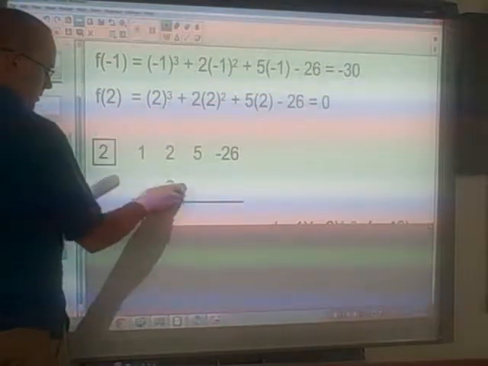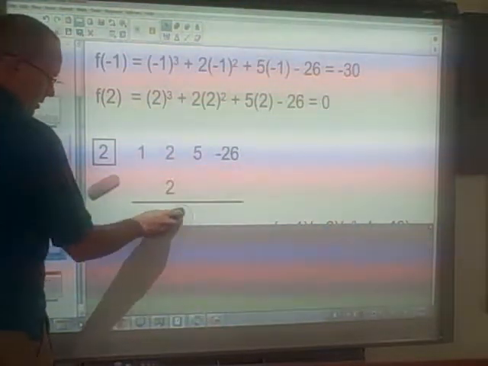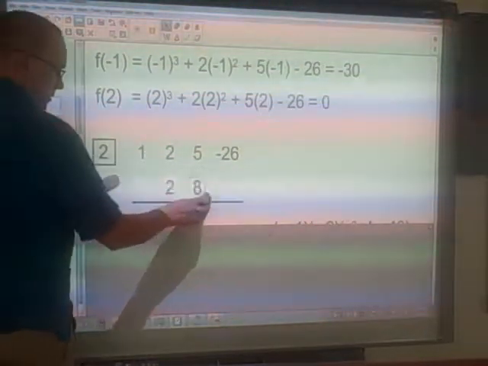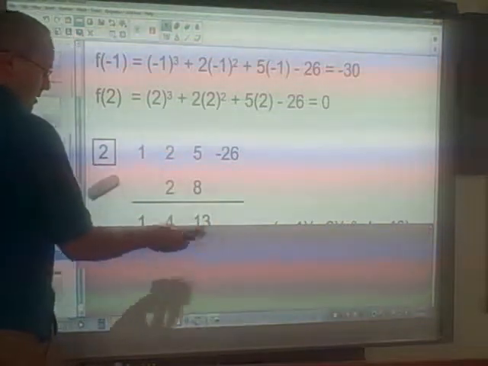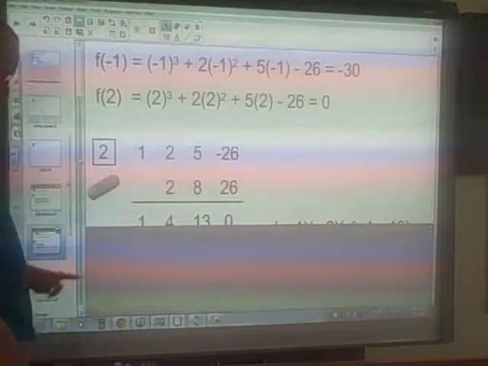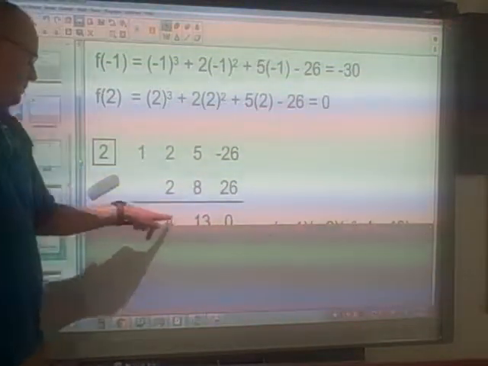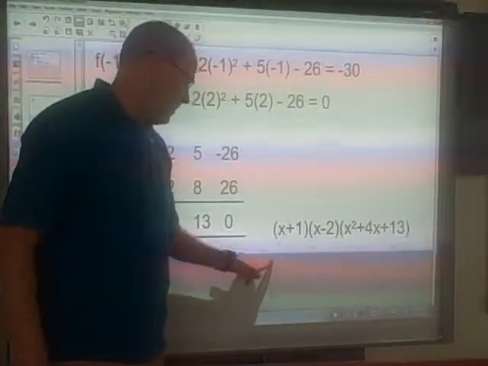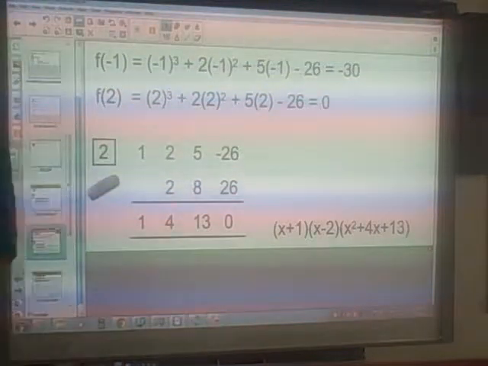2 times 1 gives me 2. 2 add 2 gives me 4. 2 times 4 is 8. 5 add 8 is 13. 2 times 13 is 26. And add them together and we get 0. So 13, 4x, 1x squared. And we've managed to get down to this stage.